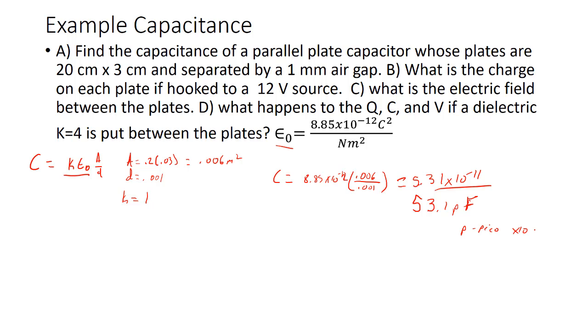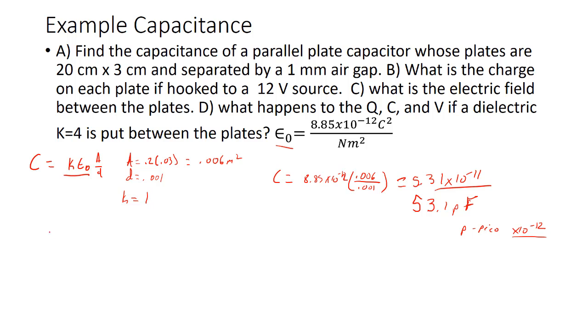pico is times 10 to the negative 12th. Right? So nano is times 10 to the negative 9th. Pico is times 10 to the negative 12th. There's a smaller one, femto, times 10 to the negative 15th. And picofarads are fairly common for the capacitance of capacitors. We will deal with some in lab that are quite a bit bigger than that.